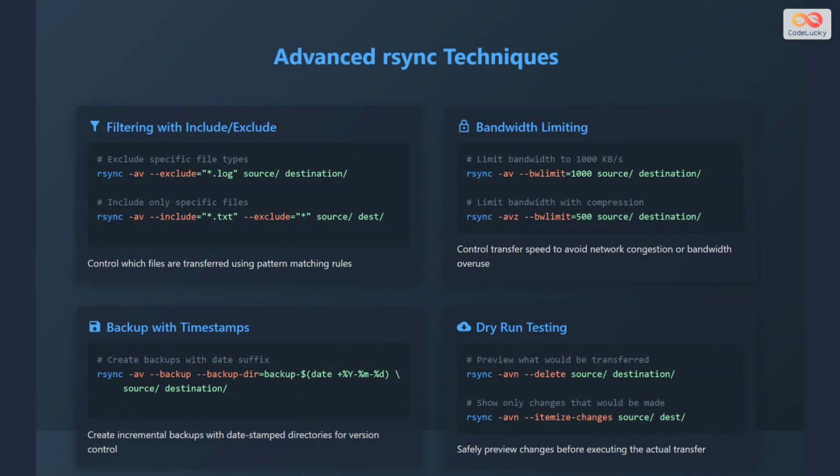Let's discuss some advanced rsync techniques. One useful technique is filtering with include and exclude rules. To exclude specific file types, use the command rsync exclude equals ***log**, then the source and destination directories. To include only specific file types, use the command rsync include equals ***txt*, exclude equals ***, then the source and destination directories. These commands allow you to control which files are transferred using pattern matching rules.